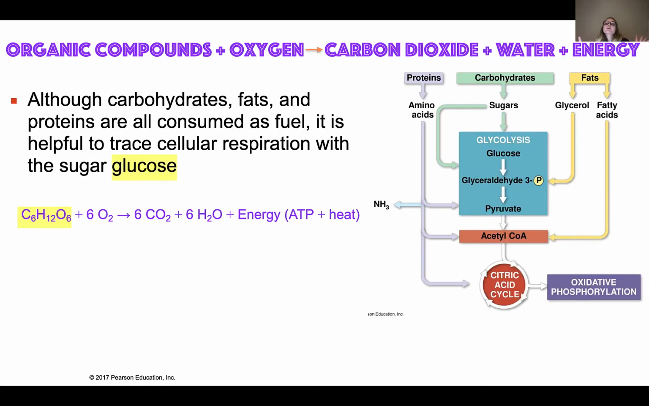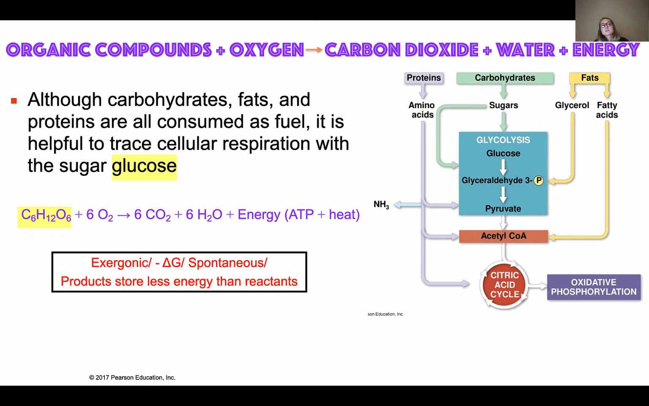So the general equation for cellular respiration is an organic compound plus oxygen makes carbon dioxide, water, and energy. And I say organic compounds because carbohydrates, fats, and proteins can all be used as fuel. We eat all of those things. But what's really useful for studying cellular respiration is using glucose. The math works out nicely, and we also get to go through all of the steps if we look at sugars. This process is exergonic, so it has a negative delta G and is spontaneous.